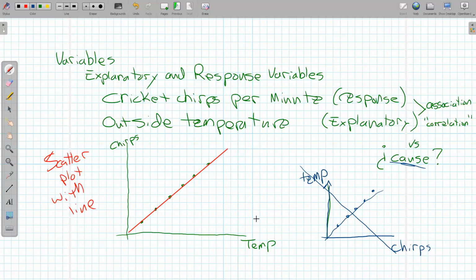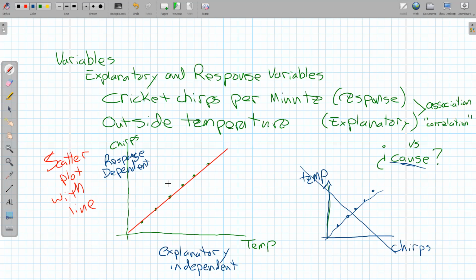Usually for the causation idea, we put the explanatory variable on the horizontal axis. That's like the independent variable from your old math classes. And then the chirps would be the response to that other variable. Sometimes that's called the dependent variable.